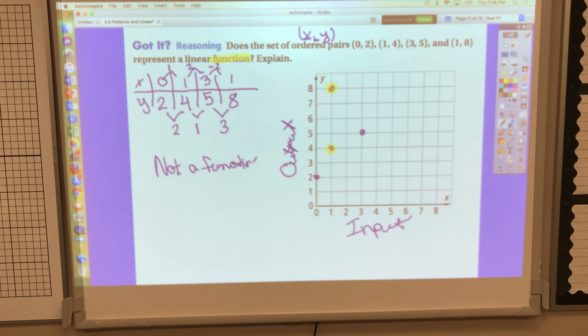Okay? And it's not a function because 1 has outputs of 4 and 8. Remember, in order to be a function, each input can have exactly one output. Okay? So there's some rules for linear functions. This lesson is going to take you some practice. Okay? So maybe watching this a few times and re-looking at that rate of change and how you write those equations might not be a bad idea.